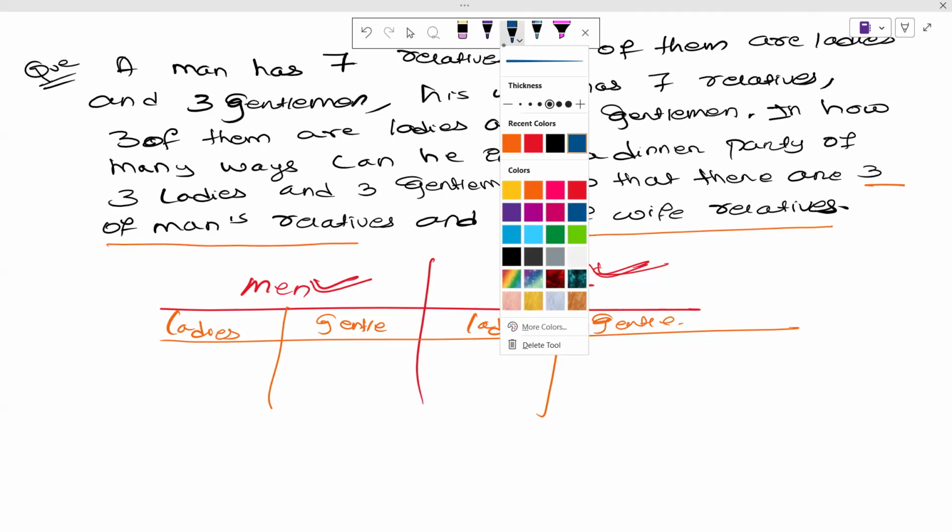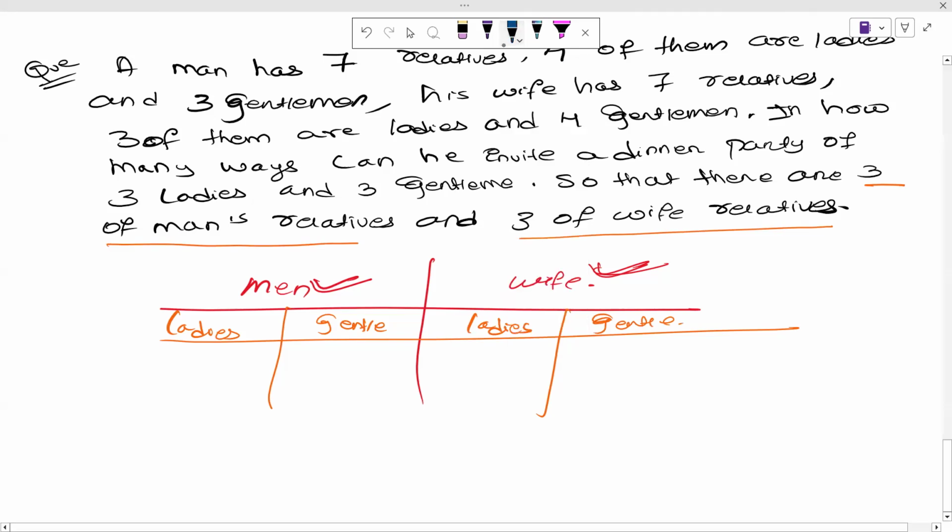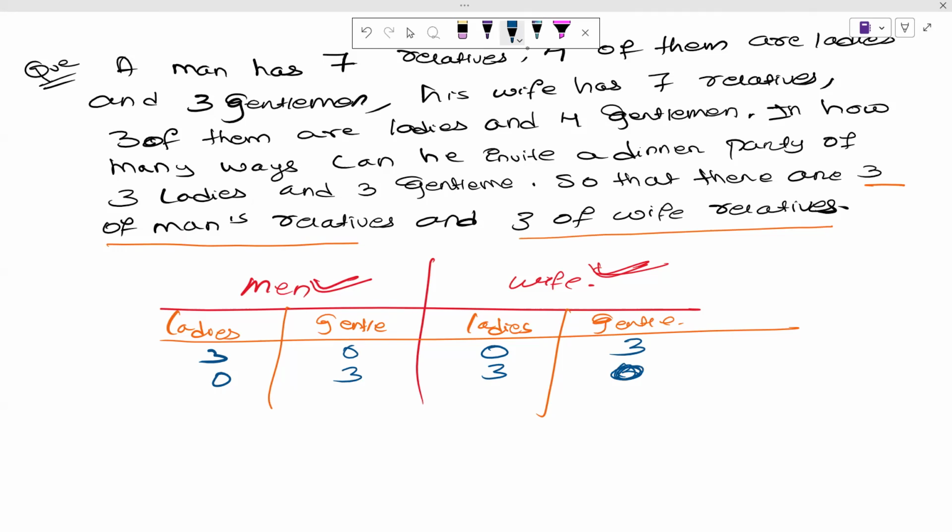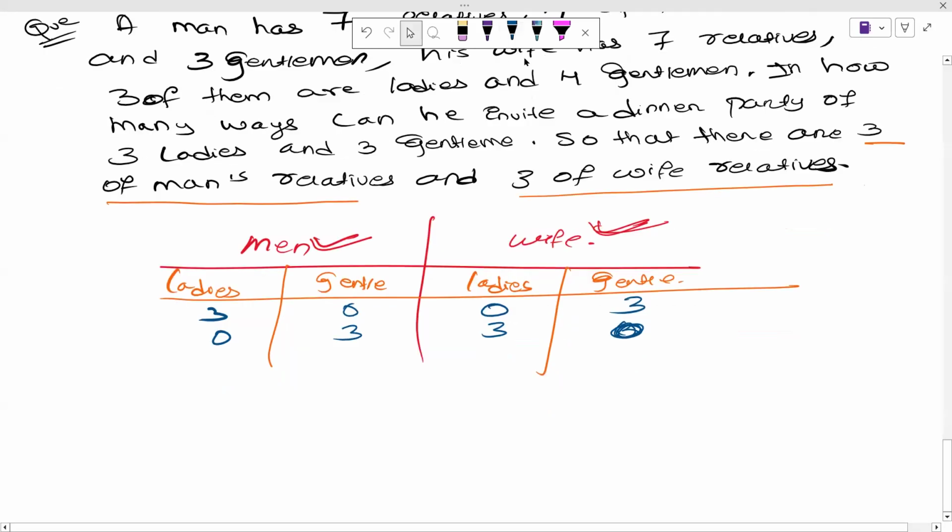So here, first of all, from the man's side, only 3 ladies will be chosen, no gentlemen. In the same way, no ladies will be chosen, 3 gentlemen will be chosen. Likewise, in the second case, 0 ladies and 3 gentlemen. On the wife's side, 3 ladies and 0 gentlemen. Now, the interesting thing. Now, the point is what?